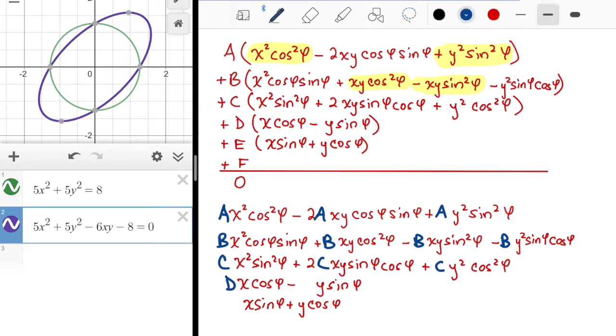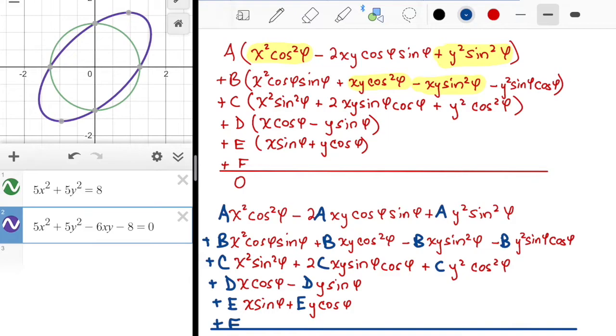Forgot the little i. An E. And in this, the copy paste, I lost my F along the way, so I'm going to just throw that back in there. All right, and these were all additions. So it's still a sum, and it's still equal to 0.